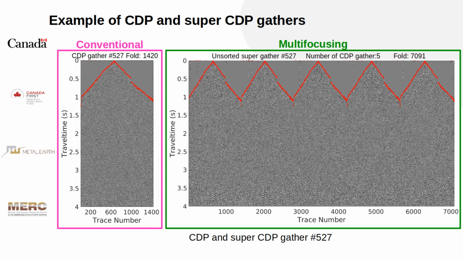In this slide, we also compare the pre-processed Larder Lake data that we used in conventional and in the multifocusing methods. In this example, the super gather, which is shown on the right side, comprises traces from 5 CMP gathers. So super gathering increases the number of folds by a factor of 5, which causes an increase in signal to noise ratio.